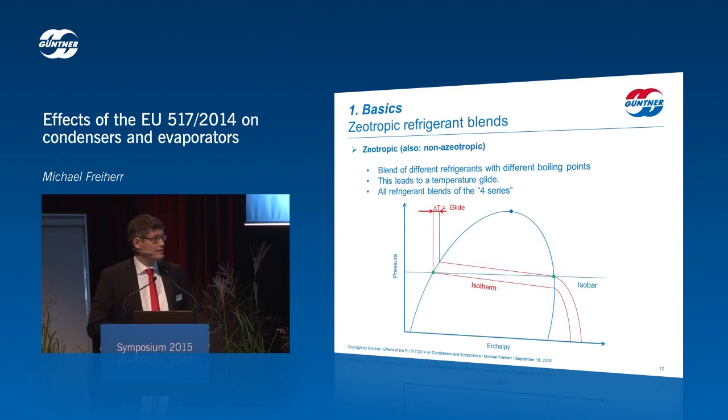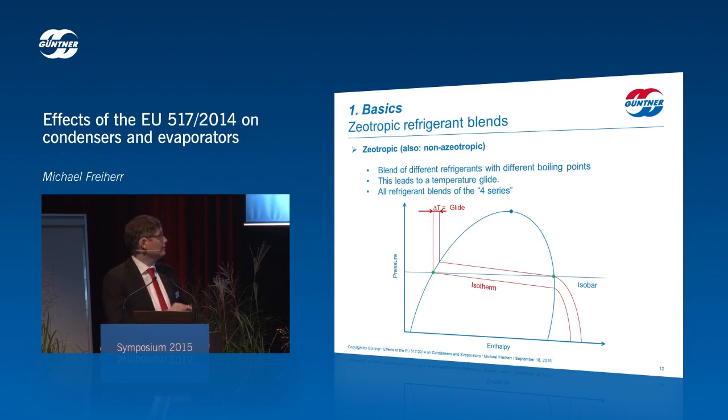This is what the chart looks like. The temperature curves are not in parallel to the isobars anymore, but they are helical. The temperature is always higher than the boiling point temperature, and the difference or the discrepancy here is the temperature glide.